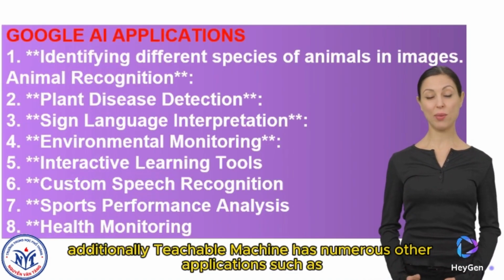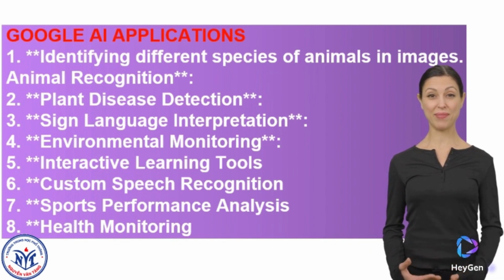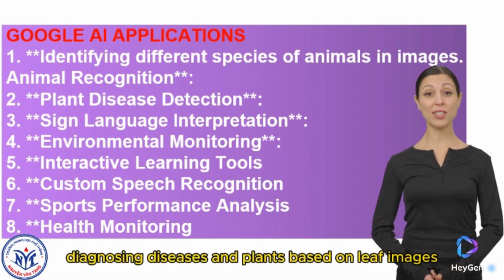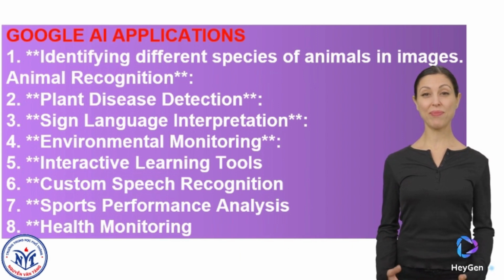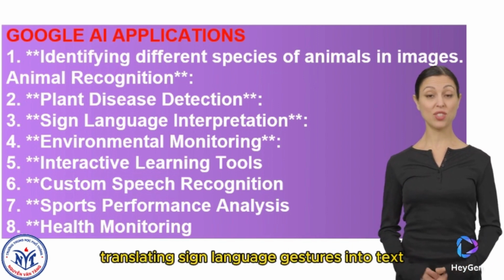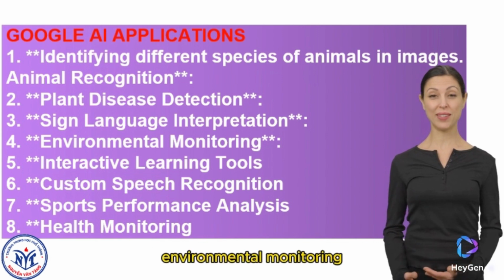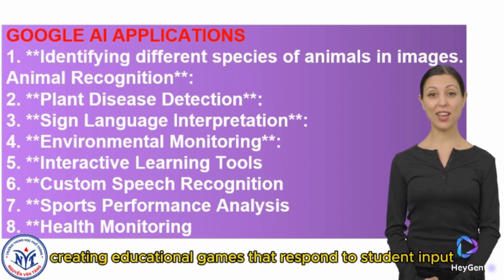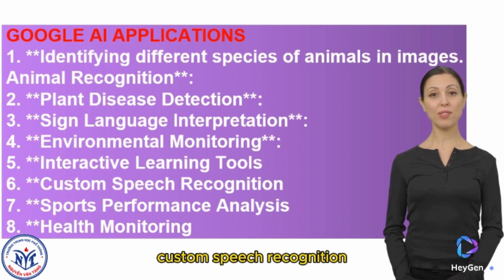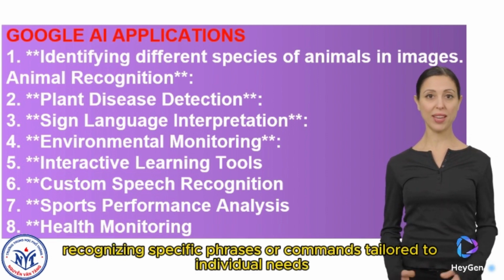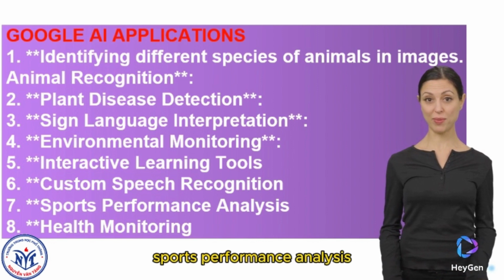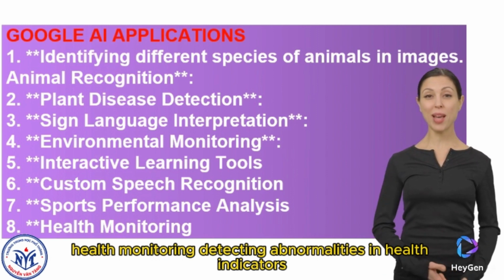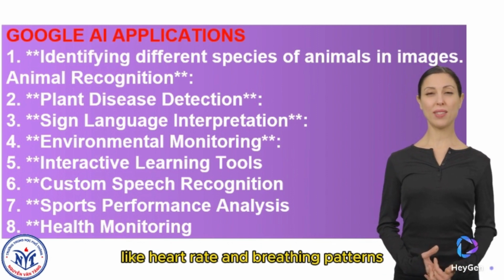Additionally, Teachable Machine has numerous other applications, such as animal recognition, identifying different species of animals in images; plant disease detection, diagnosing diseases in plants based on leaf images; sign language interpretation, translating sign language gestures into text; environmental monitoring, detecting pollution levels through image and sound analysis; interactive learning tools, creating educational games that respond to student input; custom speech recognition, recognizing specific phrases or commands tailored to individual needs; sports performance analysis, analyzing athletes' movements to improve techniques; health monitoring, detecting abnormalities in health indicators like heart rate and breathing patterns.